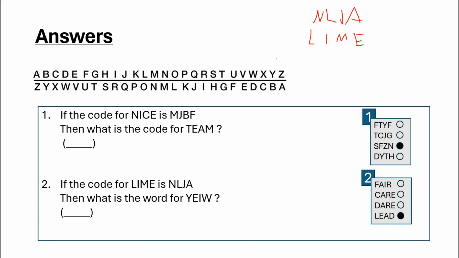Okay, so N to L is -2. L to I is -3. J to M is 1, 2, 3, +3. And A to E is 1, 2, 3, 4, +4. So the pattern is -2, -3, +3, +4. So now we have to use the same steps, -2, -3, +3, +4, on the code NHXZ.